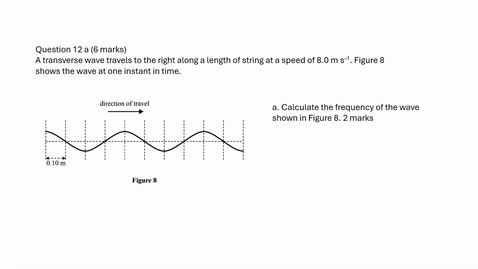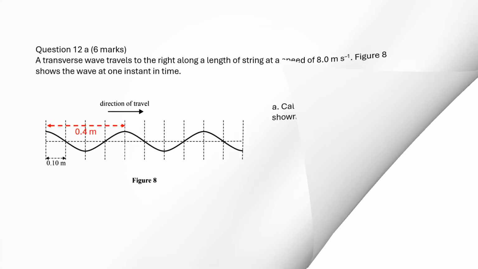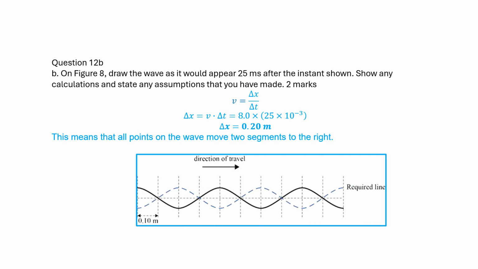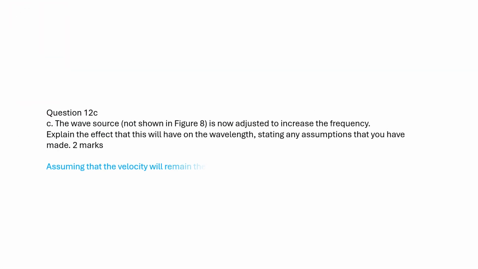From the figure, we know that the wavelength is 0.4 meters. We calculate the frequency by applying the speed, wavelength, and frequency equation. After 25 milliseconds, the wave moves forward 0.2 meters. So, all points on the wave move two segments to the right, a half wave. If the velocity remains the same, the wavelength should get shorter.